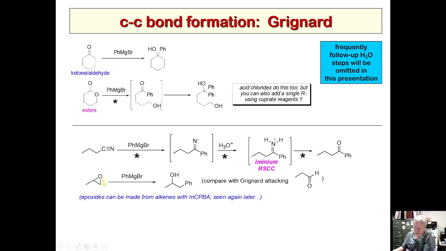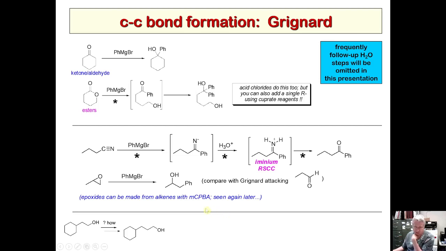Kind of back to organic 1 a little bit. Epoxides can be attacked also, and so the big difference between kind of all of these above is that when a Grignard attacks an epoxide, it opens up onto the neighboring carbon, so you can see where the phenyl is relative to the OH. It's on the next door carbon. And how would that differ from attacking like this aldehyde? Well, the product would be the same, except if you attack the aldehyde, the OH would be right there. Of course, you can make epoxides from reacting alkenes with MCPBA. We'll see that a little bit later.